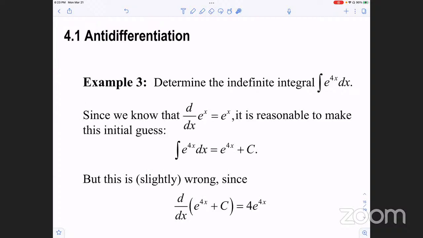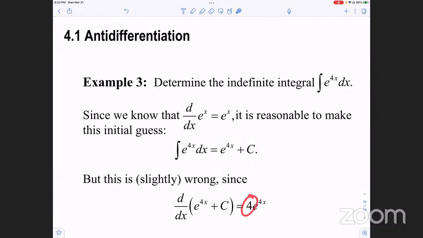Four plus c, right? We know that d by dx of e to the dx is itself. It's reasonable to make this initial guess, right? This is what we were saying. But if we take this derivative, we get an extra term, right? So the derivative of this guy is right here.